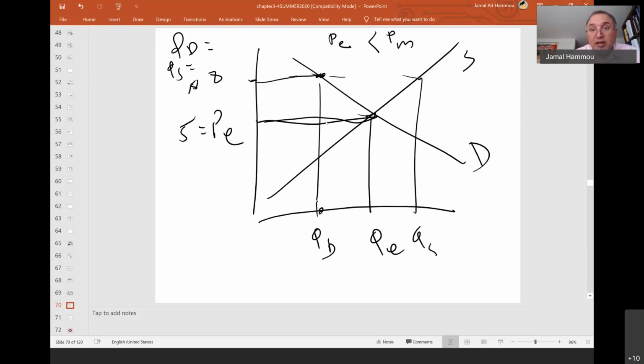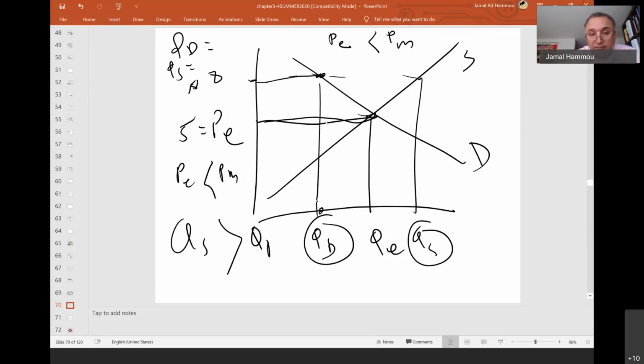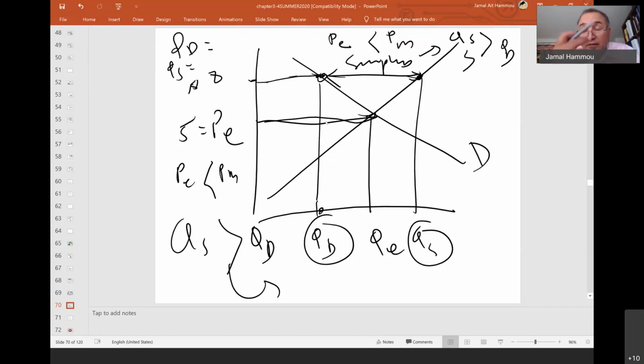You can see, in this case, PE is less than PM. We have QS greater than QD. We call it a surplus. This is the surplus from here to here. The distance between these two is called a surplus. Surplus means quantity supplied is greater than quantity demanded. Anytime you have the price above the equilibrium, you will have a surplus. What happens if I am selling this product? I brought like 100 units to the market, but only 30 people are willing to buy the product from me.